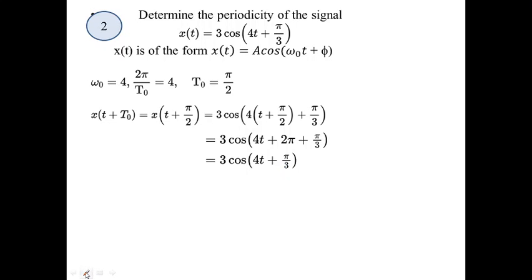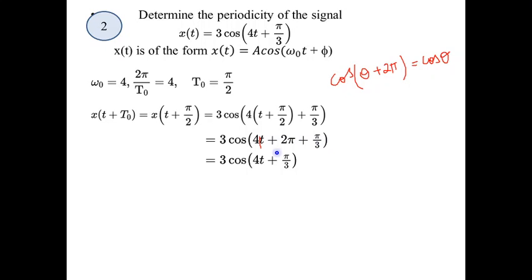You know very well, right, cos of any value or any angle theta plus 2 pi will be equal to what? It will be equal to cos theta, a very fundamental trigonometric identity, right? So you can see that here in the place of theta we have what? 4t plus pi by 3, right? You have 4t plus pi by 3 in the place of theta.